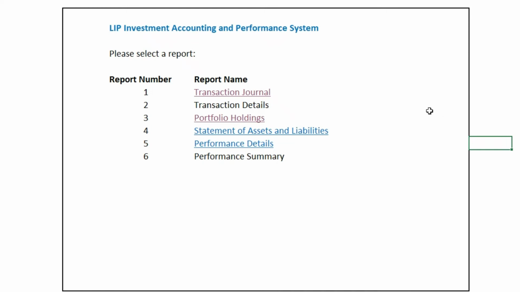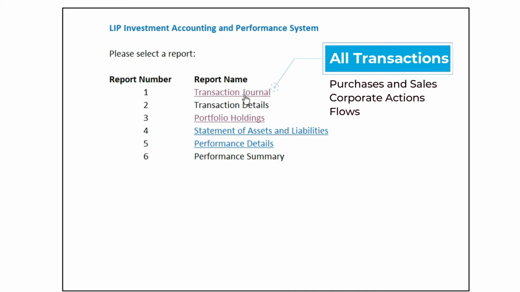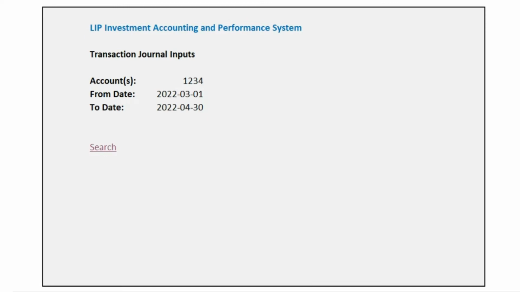Okay, so the first report we're going to look at is called a transaction journal, or it might be called a transaction report in your system. This will show you all the transactions in an investment account, such as when the portfolio manager bought or sold stocks or bonds, any corporate actions that occurred, or any flows. So let's dive in and go to this one.